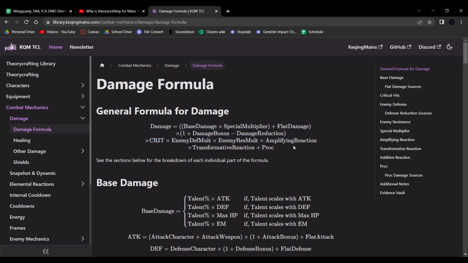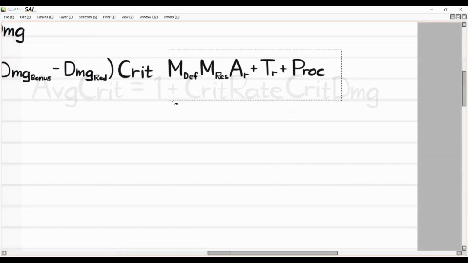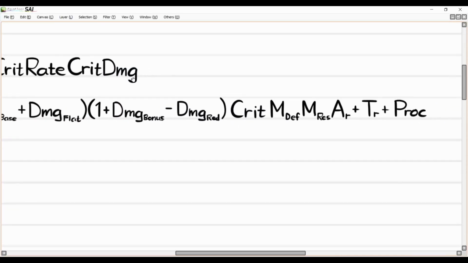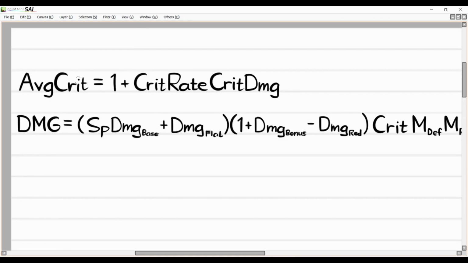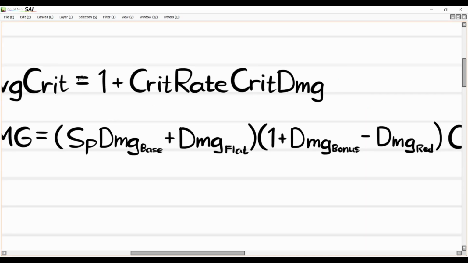Obviously, in order to actually do anything, we need to calculate the damage. We use this equation, and luckily for us, it becomes really quite simplified. So this is the entire damage formula. If you're wondering, what you're supposed to do is take your average crit and substitute it into crit, because this is supposed to account for the fact that you don't crit all the time. Sometimes you do, sometimes you don't.